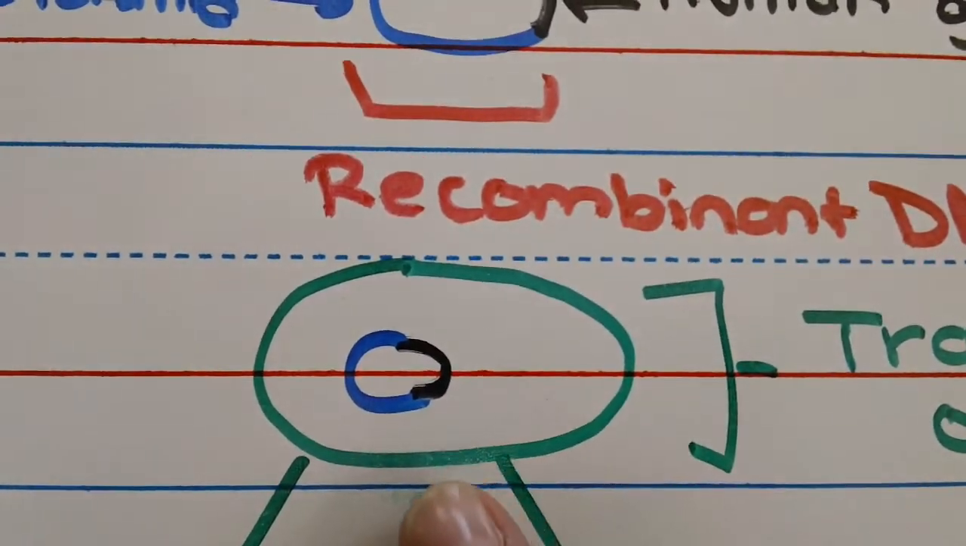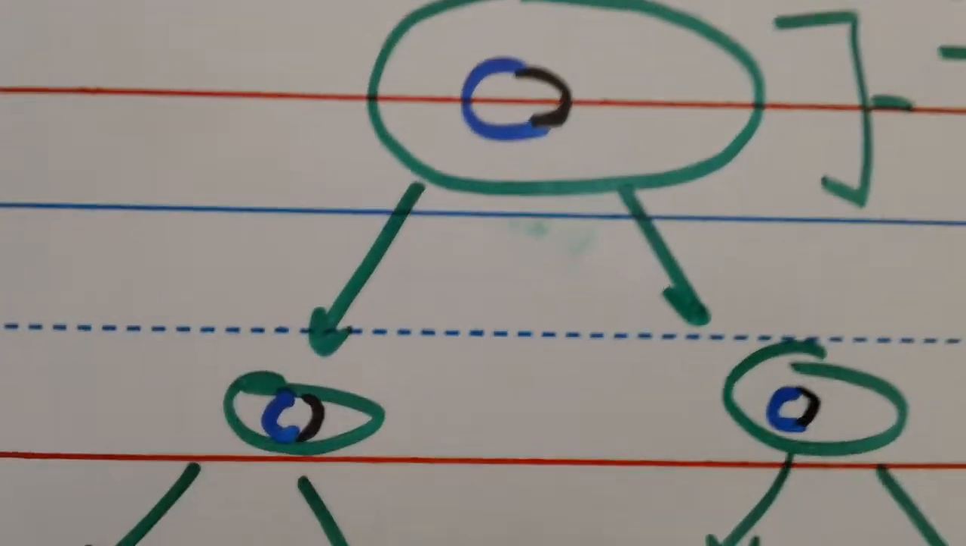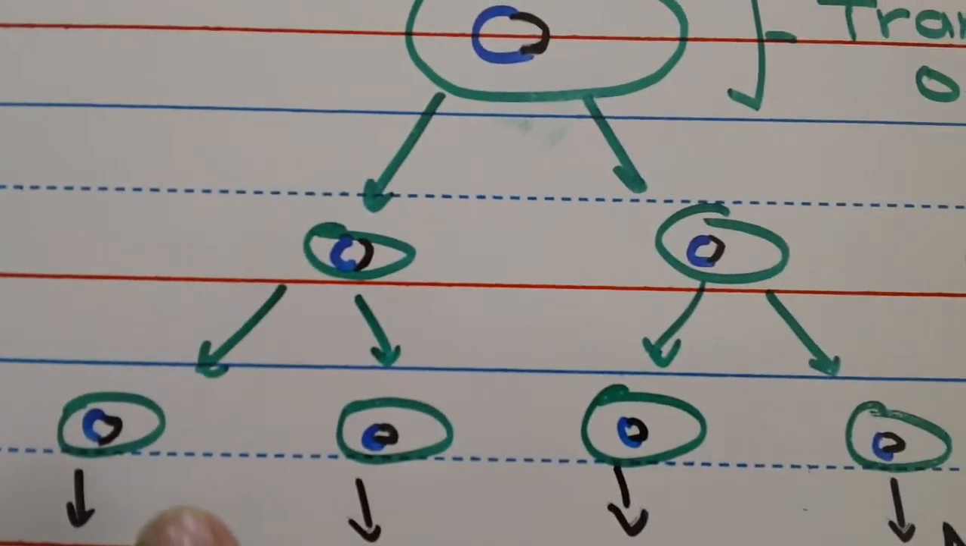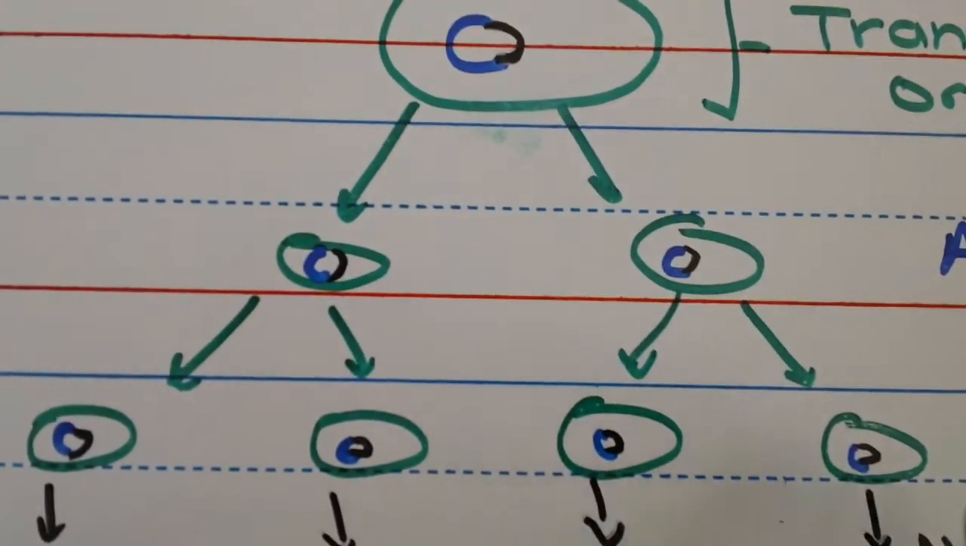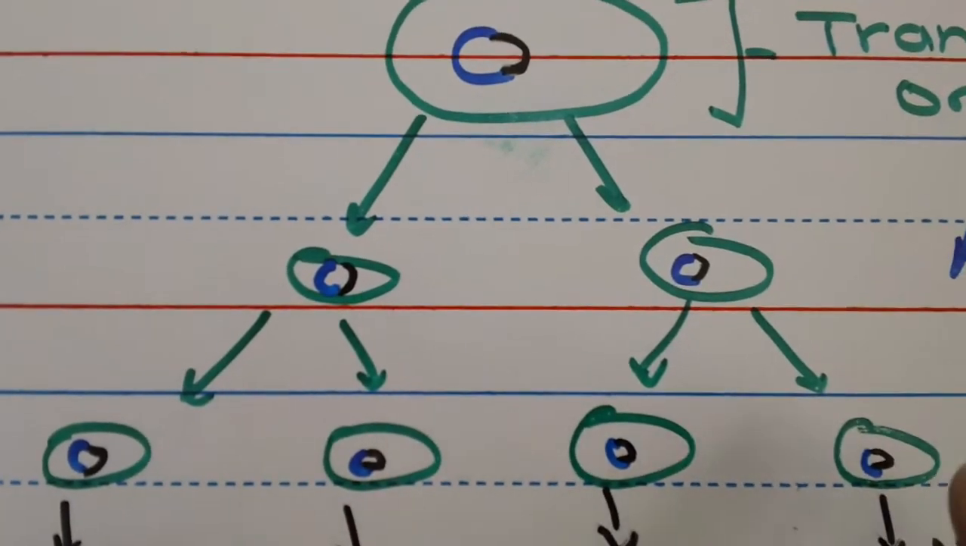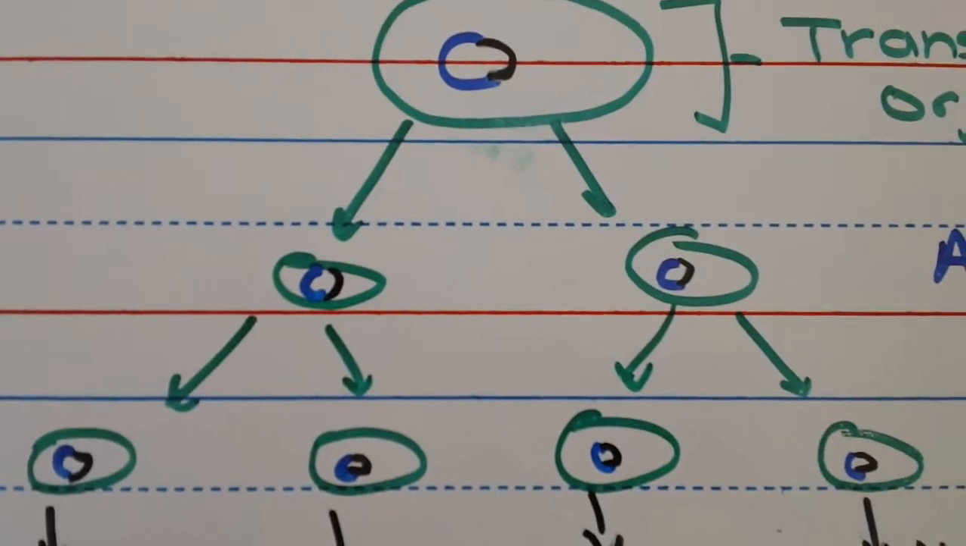Now this cell, when it has that recombinant DNA, doesn't realize it's different. It's going to go on its normal business, go through asexual reproduction, producing lots of identical cells from that one, and now I have many, many cells that all have that recombinant DNA. Now, since these cells all have that insulin gene, they're going to be capable of making insulin.